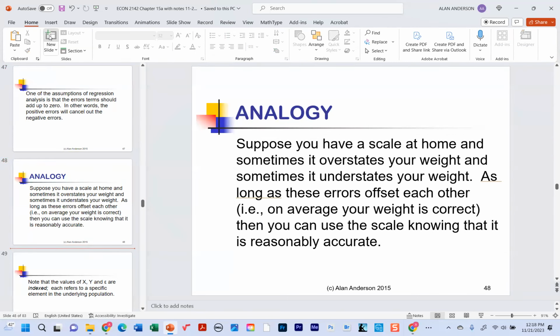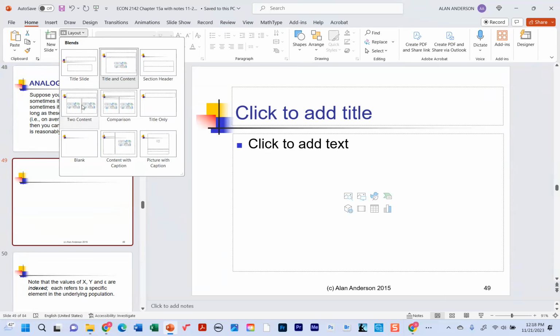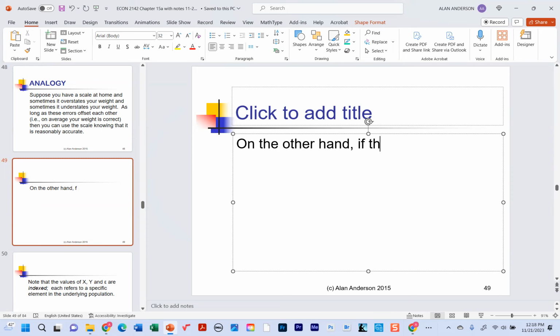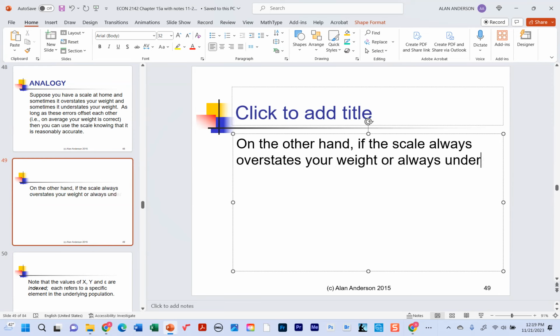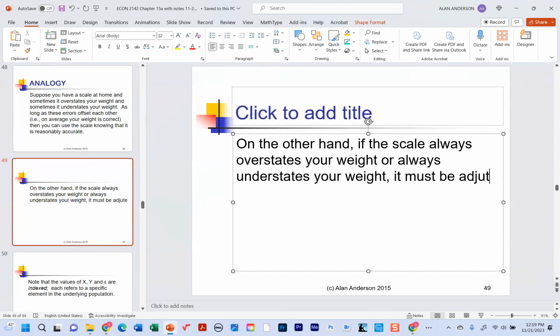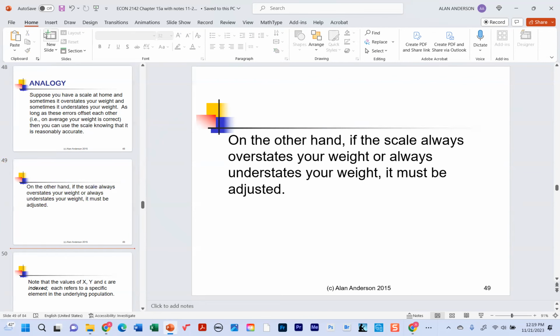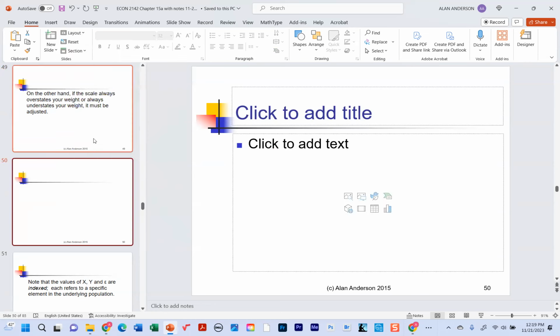On the other hand, if the scale always overstates the weight or always understates your weight, it must be adjusted. You know what I mean? What good does it do, knowing that it's always 10 pounds off? And so the same thing is here with the regression analysis. We're fine with the errors as long as they average out to zero. So let's see what it would mean if they don't.